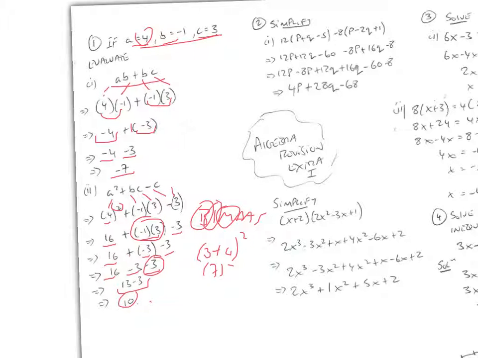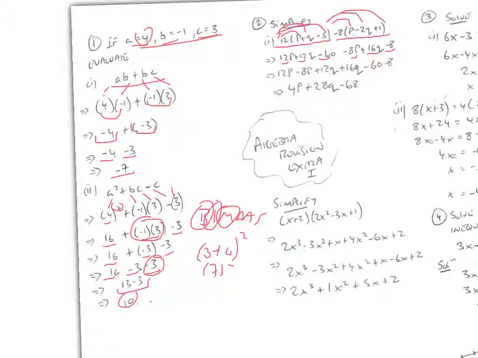Let's simplify 12 times p plus q minus 5 minus 8 times p minus 2q plus 1. So that's 12p plus 12q minus 60 minus 8p plus 16q. Minus 8 by minus 2 is plus 16, and minus 8 by 1 is minus 8.